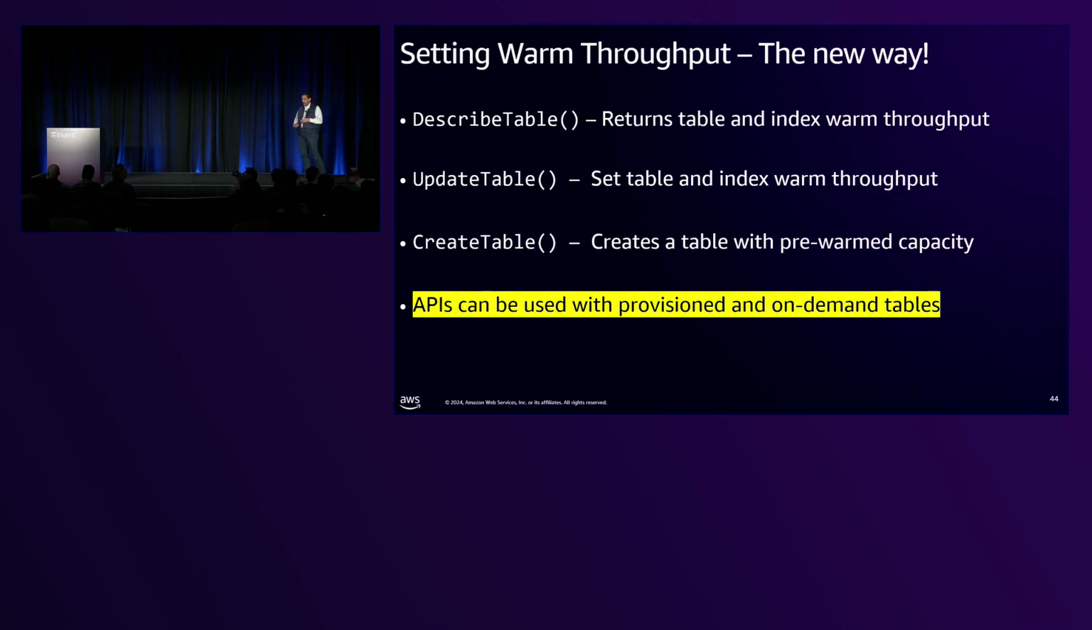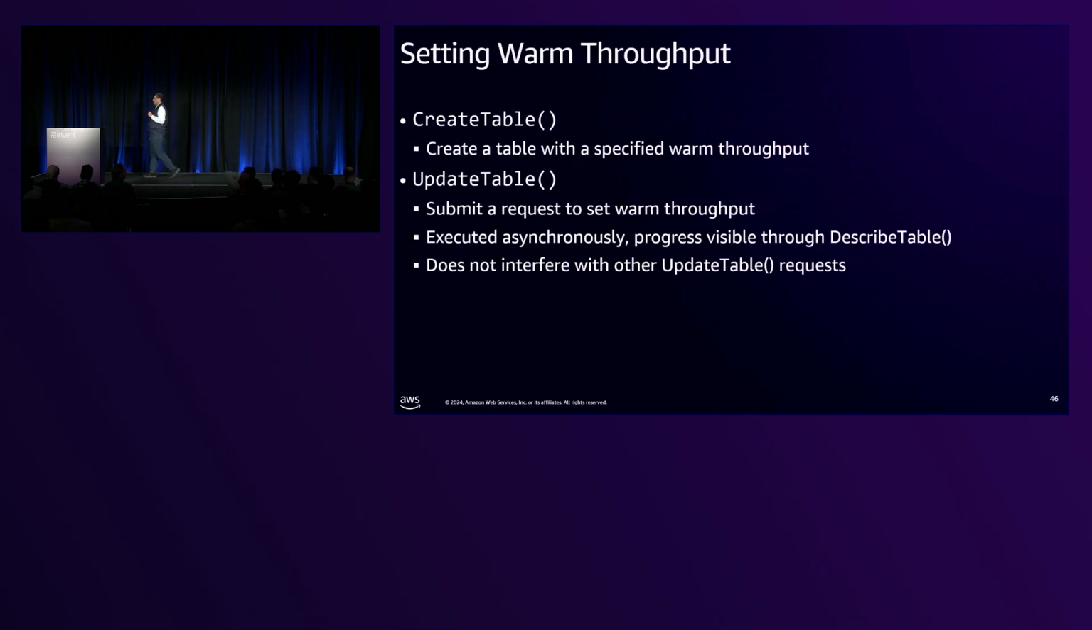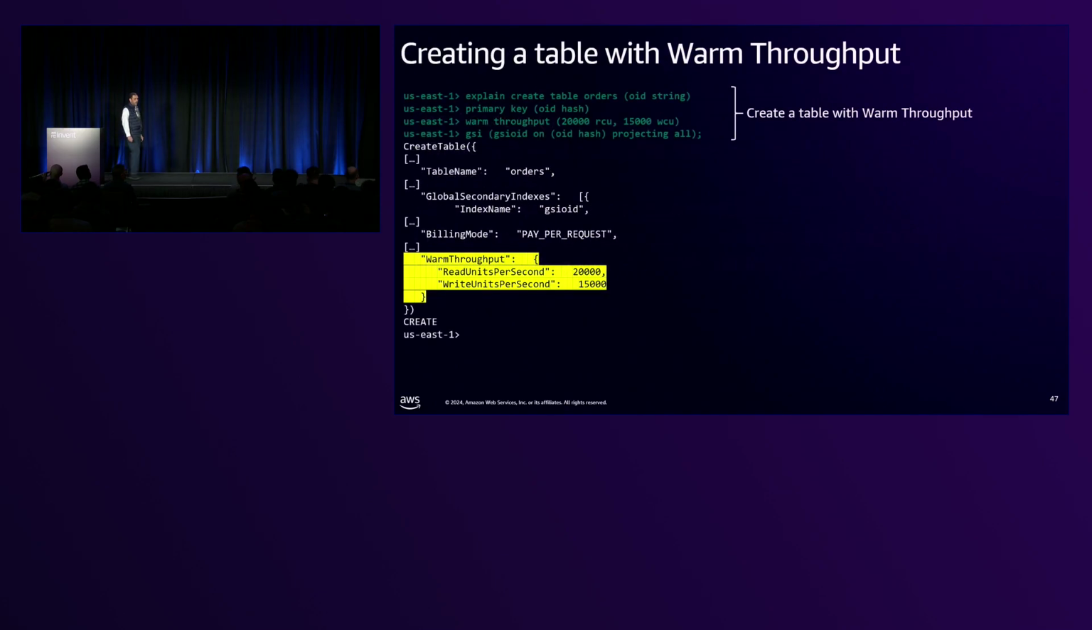All right. So let's take some examples here. Now, this is the reason I like the SQL-ish syntax. Describe customers. And it gives you an output which says your warm throughput for this table is 12,000 RCUs, 4,000 WCUs. Thank you very much. And the table is active. Now, it turns out that create table has support for this, update table has support for this, and here's what those things look like.